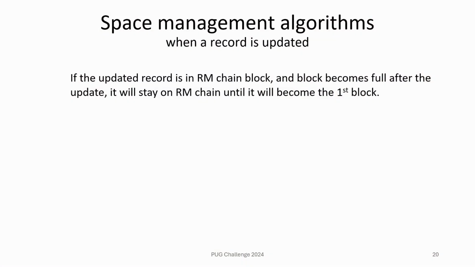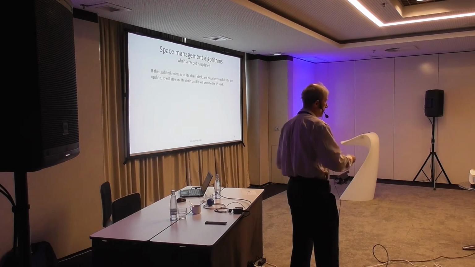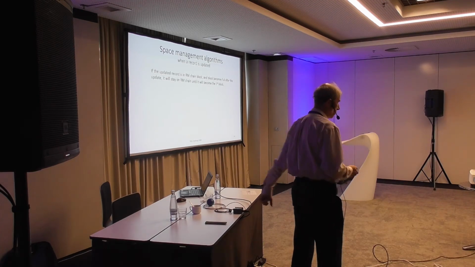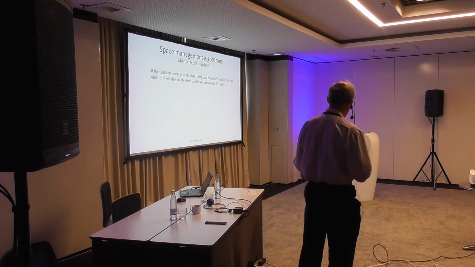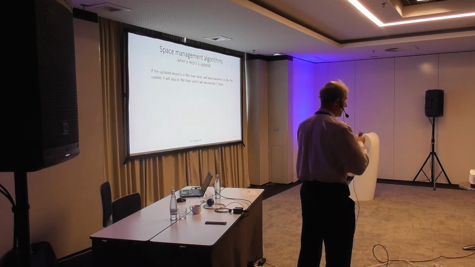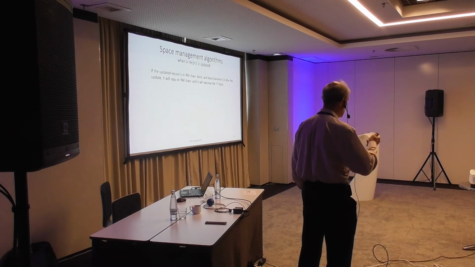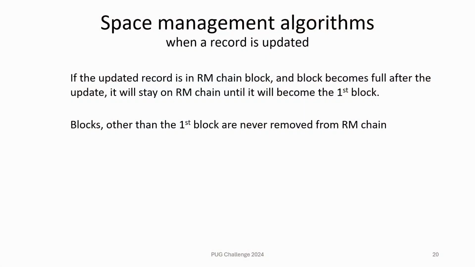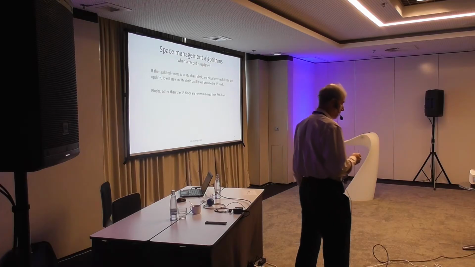So that's this algorithm. What happens if the record is updated? If the record is updated and the block is not on the RM chain, for example, the record becomes smaller, then the block could go to the RM chain, obviously. But if the block is already on the RM chain, it is updated, and it doesn't have any more space, then it will stay on the RM chain, because the blocks other than the first are never removed from the RM chain. The block should go all the way to the front, and then it will be evicted from the front of the RM chain.